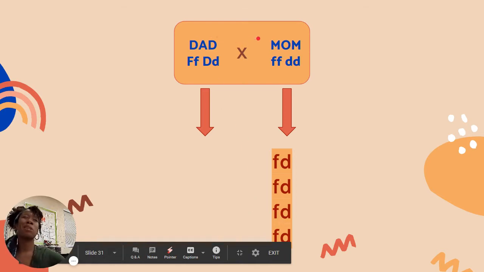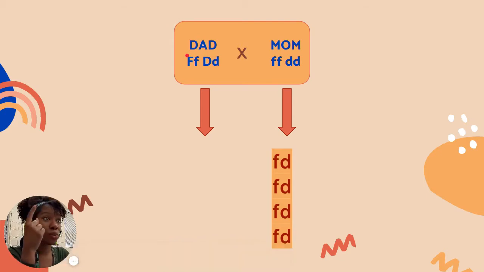How about dad's? Dad's might be a little bit more confusing. So let's take it step by step. First, the first one: we have big F, big D. Outer, big F, little d.